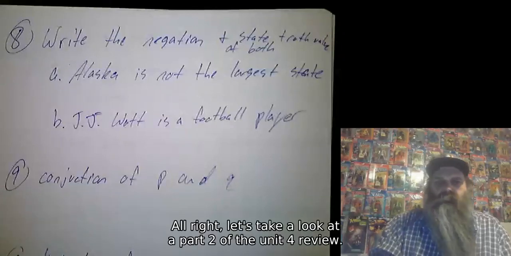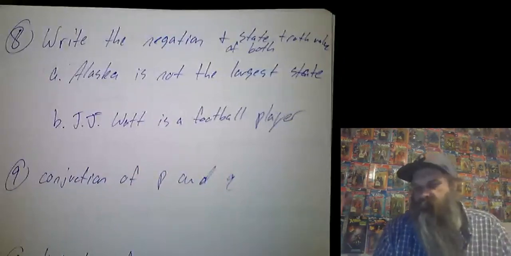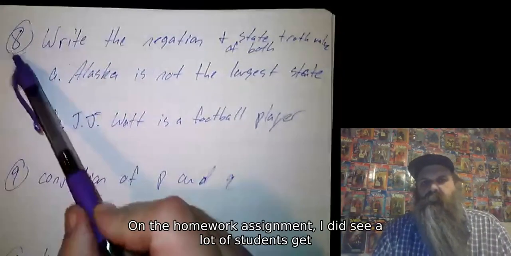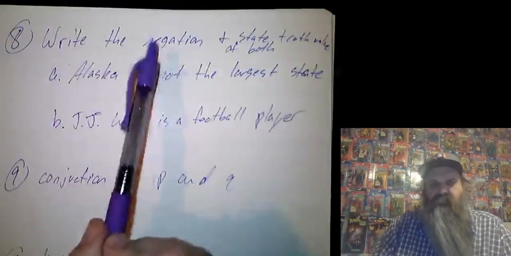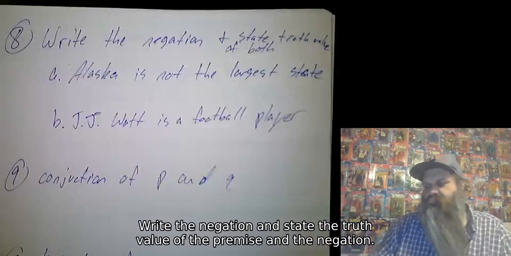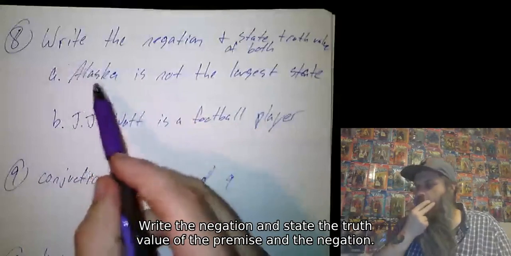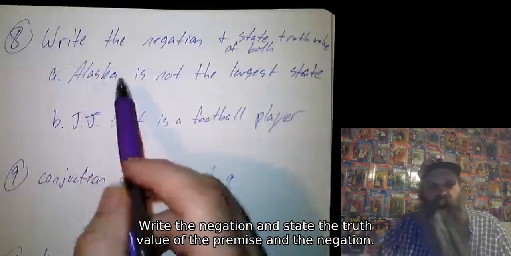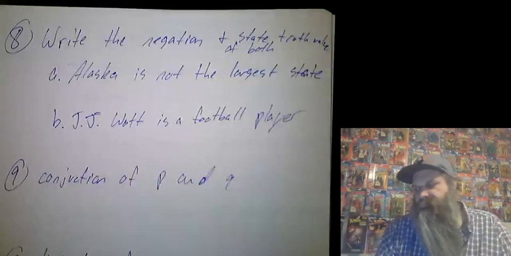All right, let's take a look at part 2 of the Unit 4 review. On the homework assignment, I did see a lot of students get this wrong, the negation. So let's take a look at that. Write the negation and state the truth value of the premise and the negation.